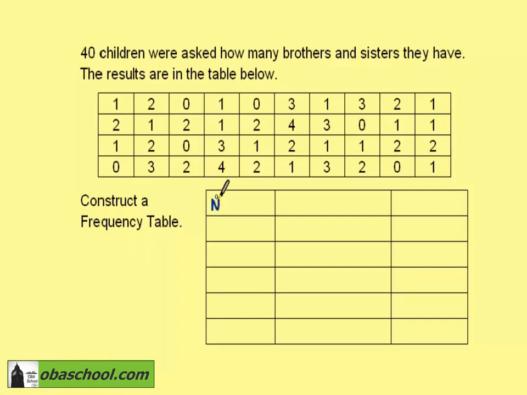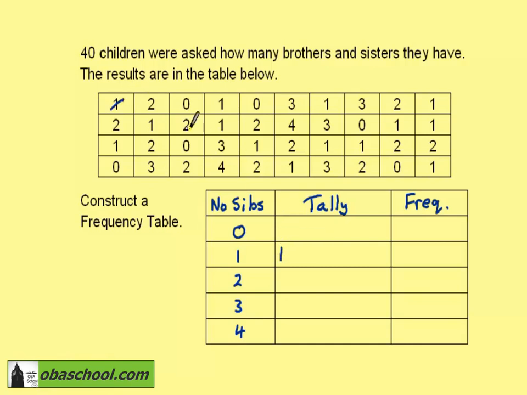Here we'll have the number of siblings. Remember, siblings are the total of their brothers and sisters. A tally to collect the information, and finally a frequency column. From the table of information we can see that the possibilities are 0, 1, 2, 3 and 4 for this group. Let's go to the first row.